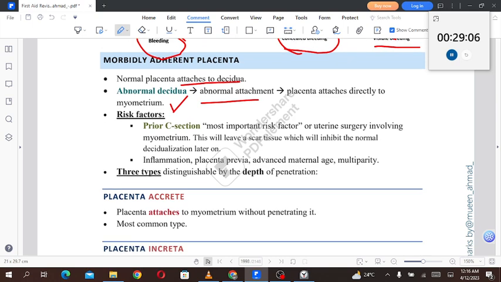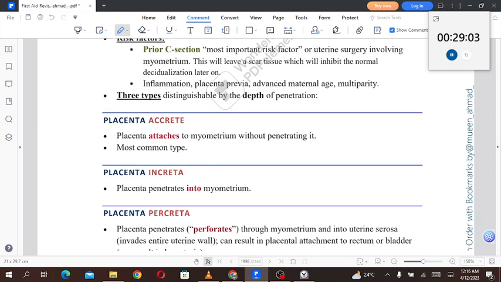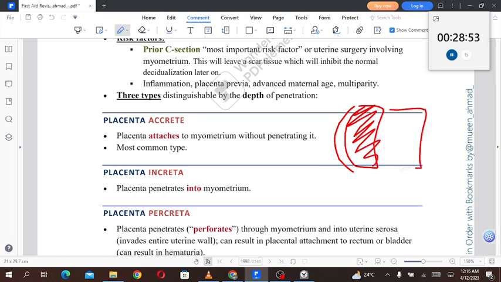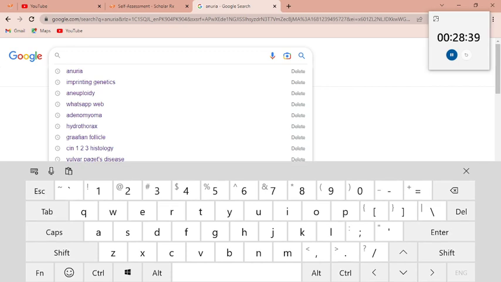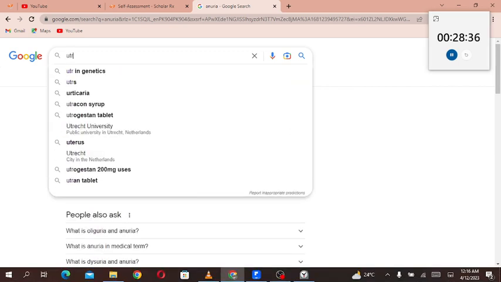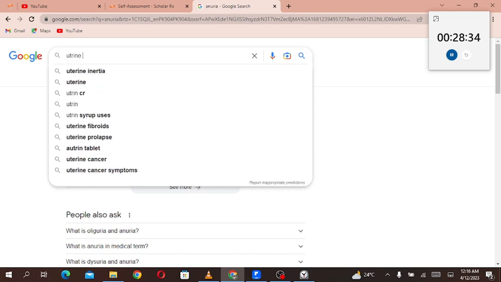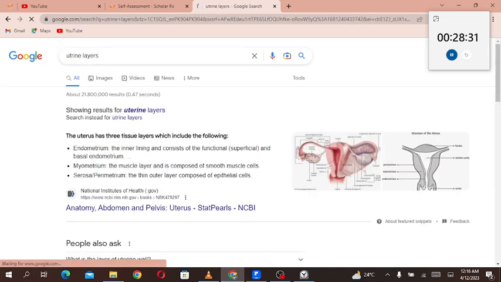So now if we talk about the layers of the uterus, there is serosa on the outside. Inside the serosa we have the myometrial layer, and then we have different layers of the decidua. Decidua basalis is the layer to which the placenta normally attaches. Then we have the decidua. Let me see the layers of the endometrium. No, it's not endometrium, the uterine layers. So here we have it.